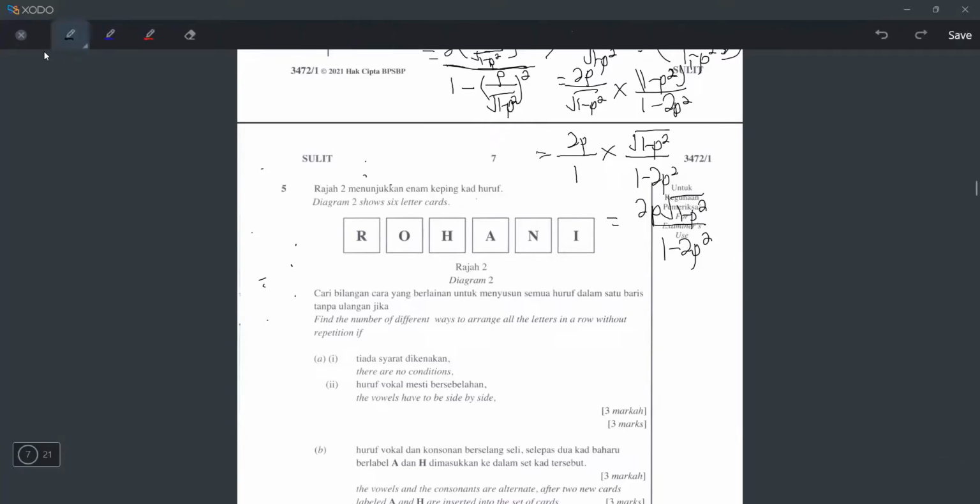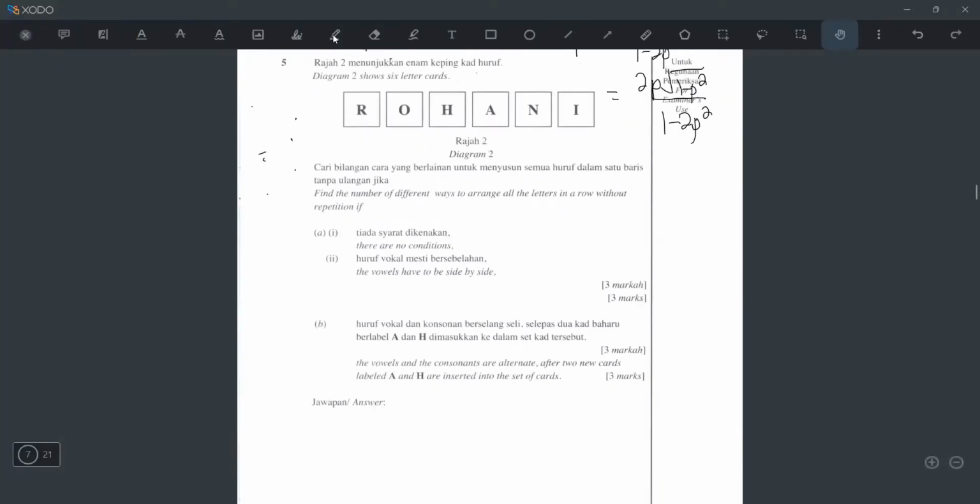Okay, so let's continue with question number 5. Question number 5 says diagram 2 shows 6 letter cards. So you know it's permutation and combination already, like this is from form 5 chapter 4. So they give you 6 letters: 1, 2, 3, 4, 5, 6, like the word in the diagram. They say find the number of different ways to arrange all the letters in a row without repetition, if there are no conditions. So you cannot repeat, and they ask how many ways you can arrange this.